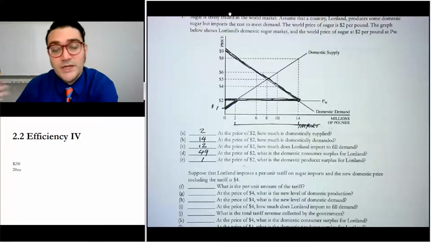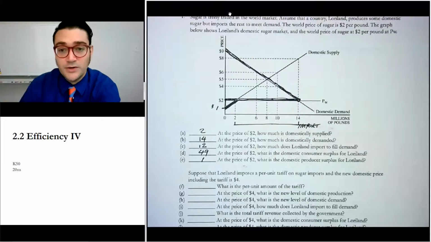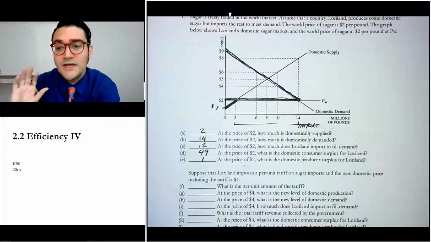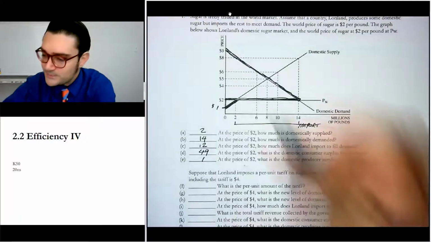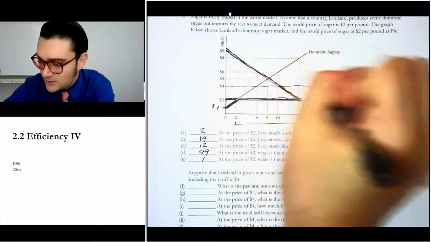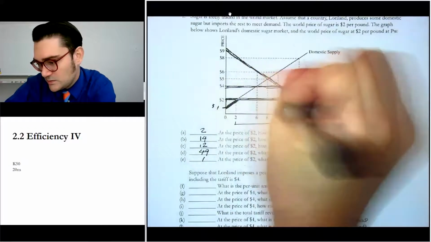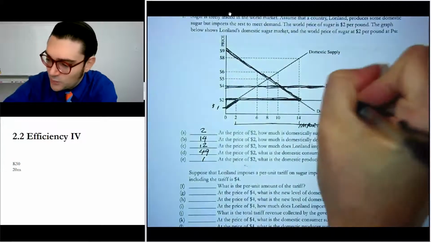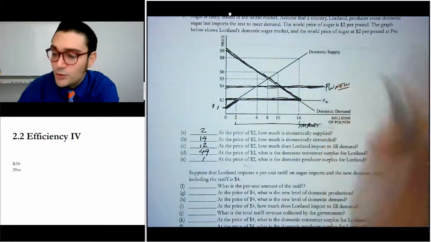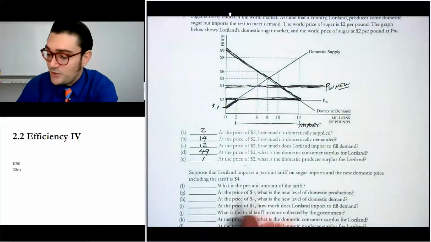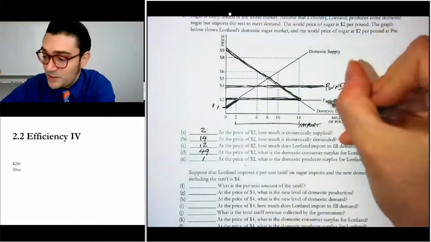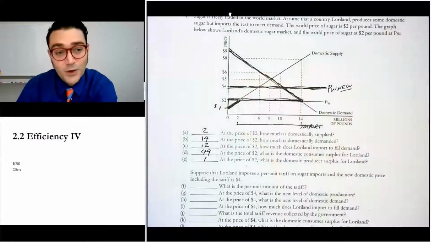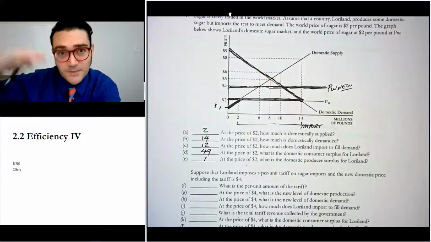So let's assume that Loriland puts a per unit tariff on imported sugar imports, right? So just the imported stuff, and the new domestic price, including the tariff, is 4. So what does that mean? Well, it means that the world price just shifts up to 4. So now we're up to here. So this is the new world price. Now, at this per unit amount of the tariff, how much did we shift the curve up by? Well, we went from PW to PW new, we went from 2 to 4. So the amount that the curve had to shift up by was $2.